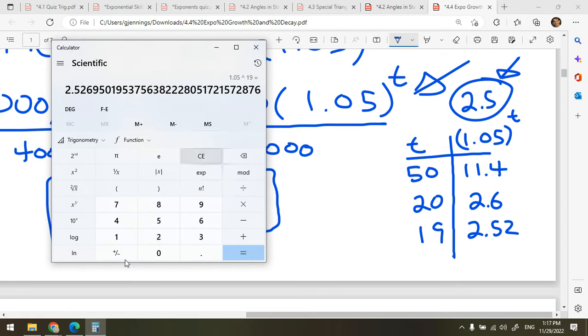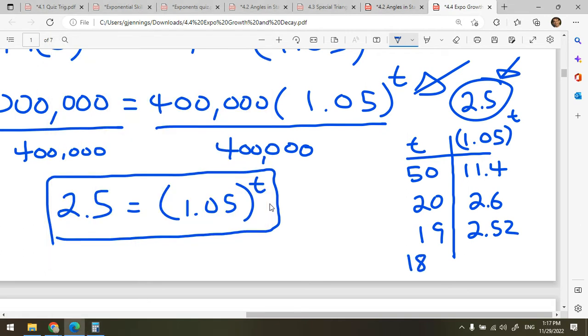I actually don't know the answer. I'm just guessing. So we have 1.05 raised to the power 18.7 equals 2.49. We're even closer. We try 18.8, and it's really, really good. So let's say 18.8, 2.5. Let's say that's our answer.